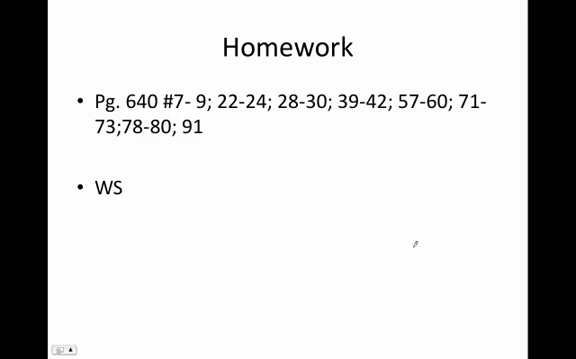Here's your homework. Like I said, the worksheet is going to do a lot better to really make you remember that a sub 1 is not always a sub 1 in these series formulas.